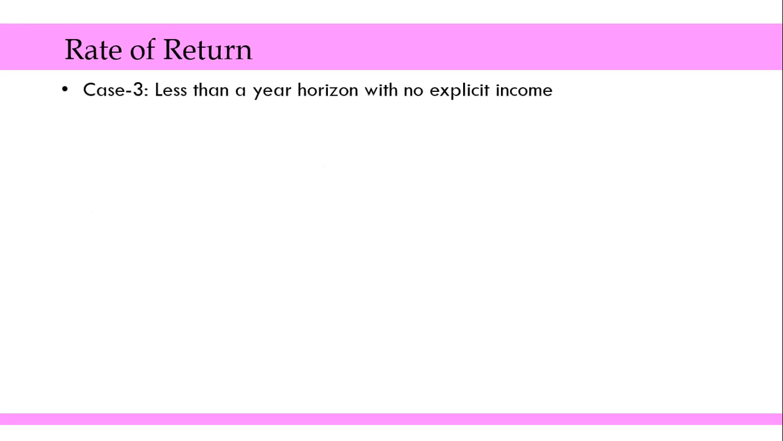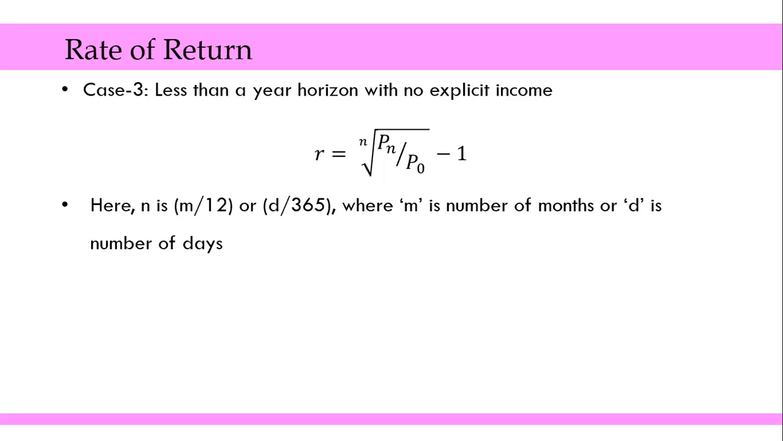Let's go to the third case now. Third case is less than 1 year horizon with no explicit income. That means I am going to hold it for less than a year, but there is no income in between. In that case, again, the formula will be nth root of Pn divided by P naught minus 1. Only thing that we need to be careful here is n is m divided by 12 or d divided by 365, where m is number of months or d is number of days.